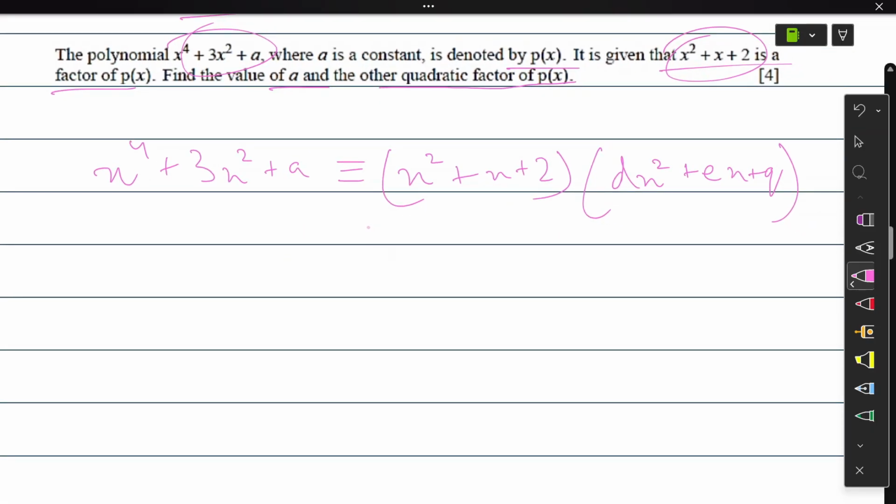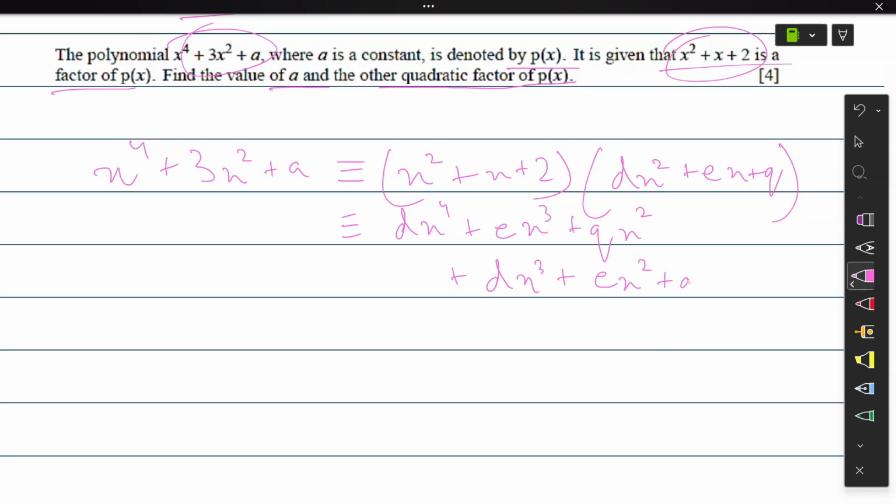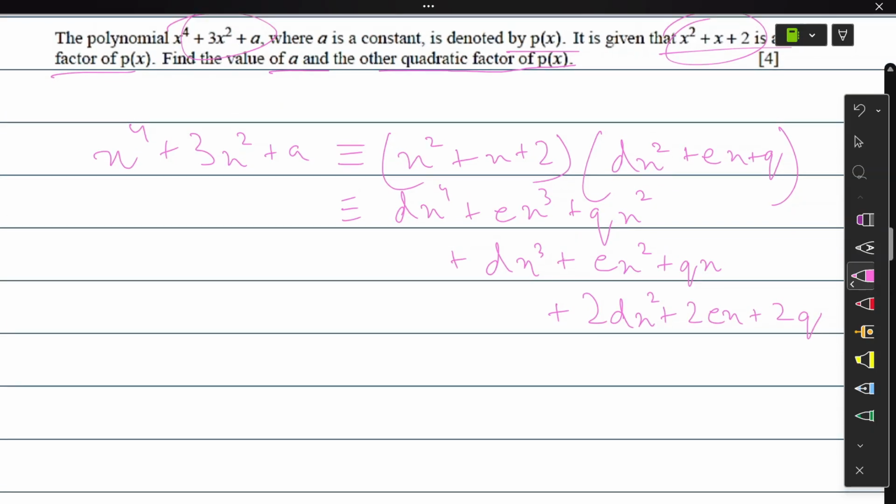So let's do some multiplication. That's going to be what? dx to the power 4 plus ex cube plus qx squared. Then multiply the x powers, dx cube plus ex squared plus qx. Then multiply 2, so that's going to be 2dx squared plus 2ex plus 2q. Right? Now we have simplified this.